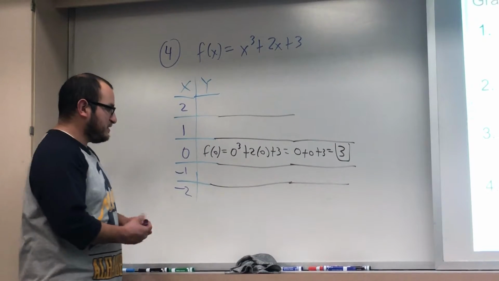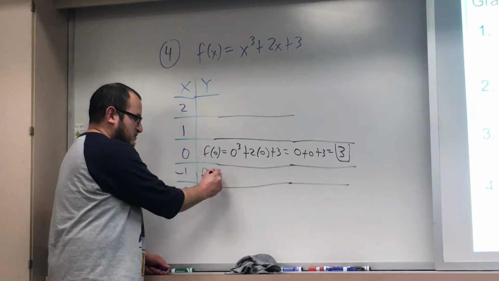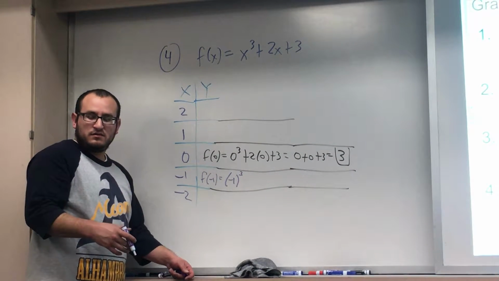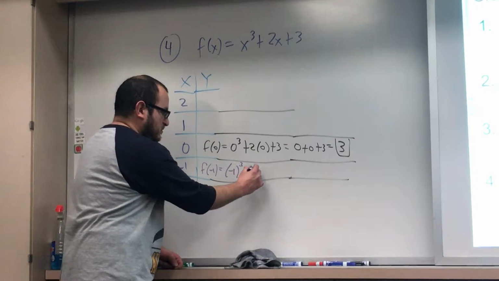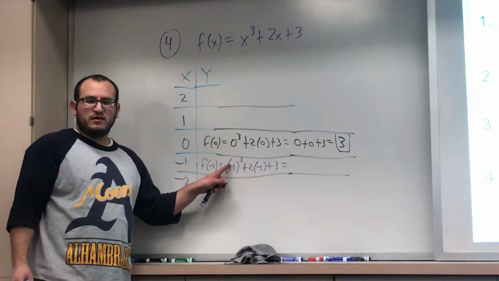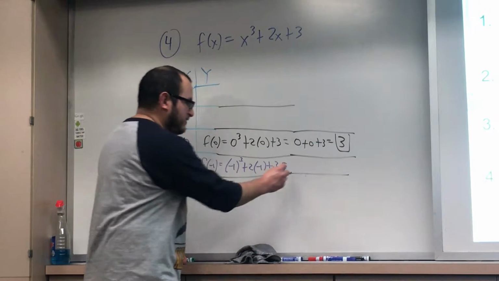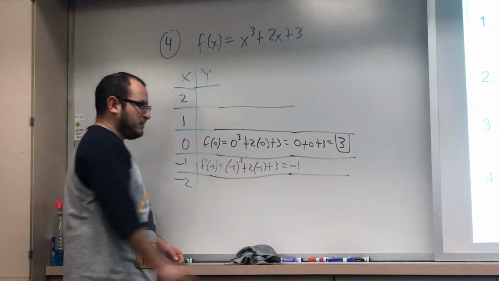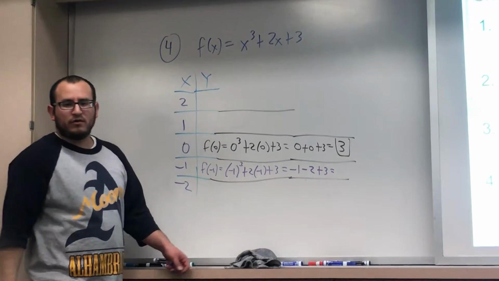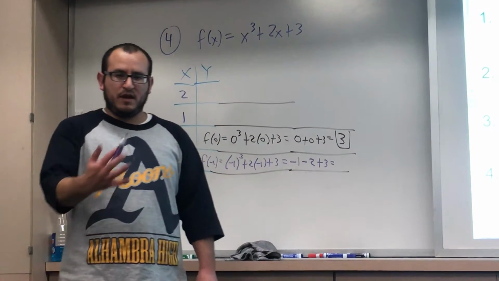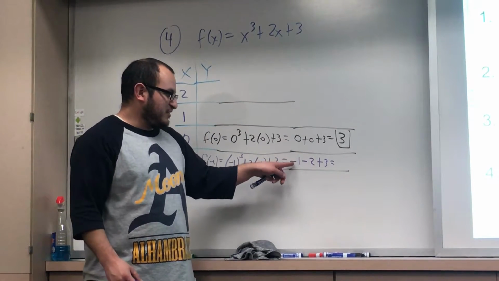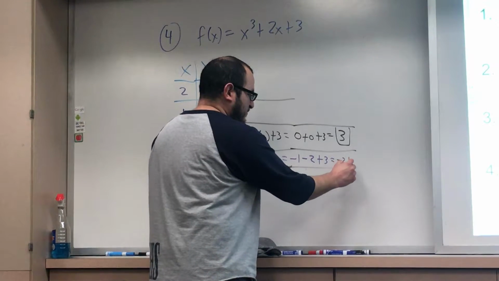Common mistake for students is when they plug in the negatives. Remember, I'm going to do one for you guys. Make sure to write the parentheses because you're plugging in -1. All right. So -1 cubed is -1. 2 times -1 is -2 plus 3. All right, order of operations tells us to do adding or subtracting from left to right. So this is the left, so -1 minus 2 is -3, plus 3 is equal to 0.